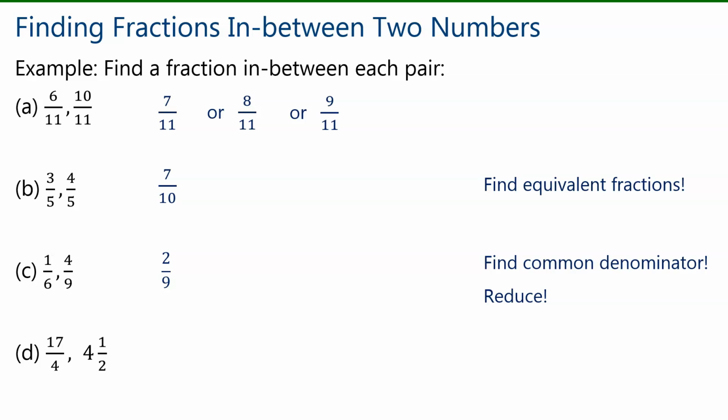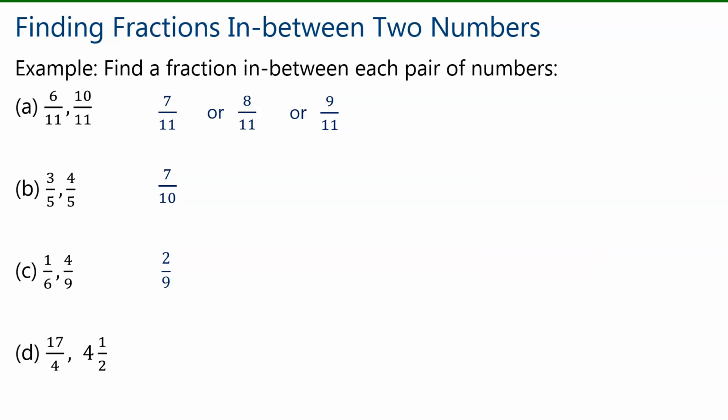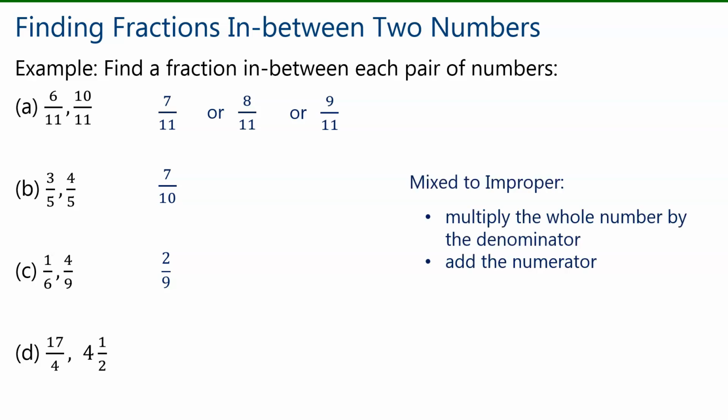Now lastly, we have an improper fraction and a mixed number. So let's make both of these improper fractions. Now we've already practiced going from improper to mixed, but we haven't done mixed to improper. So let's review. There are 2 steps. We are going to multiply the whole number by the denominator, and then we'll add the numerator.